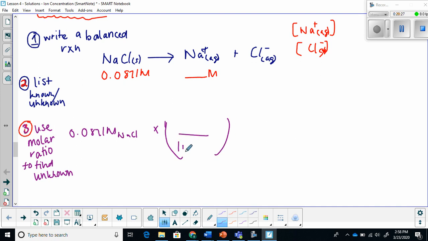I have 1 mole of NaCl. NaCl cancels out. And then I have 1 mole of sodium ions. Moles cancels out. Perfect. 0.0871 times 1 divided by 1 gives me 0.0871 moles of sodium ions. Okay, so there is my first concentration. Let's go ahead and scroll back up.